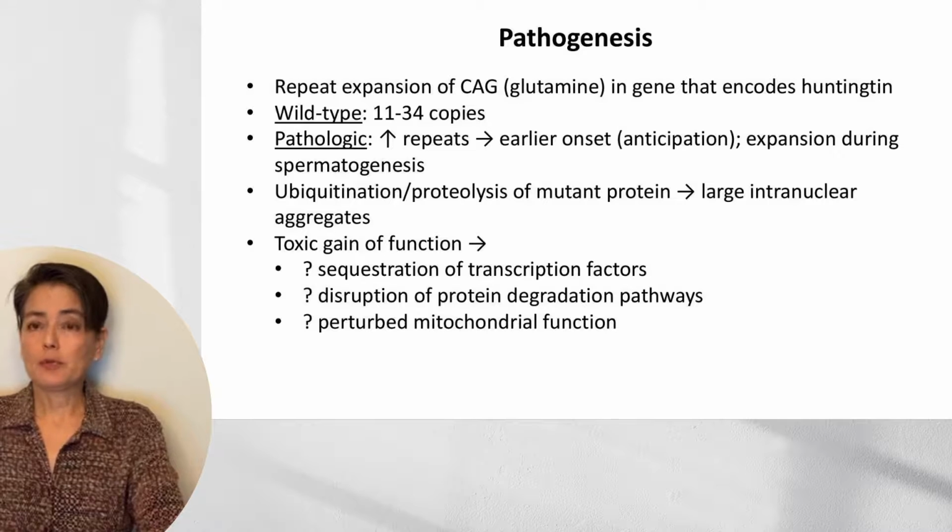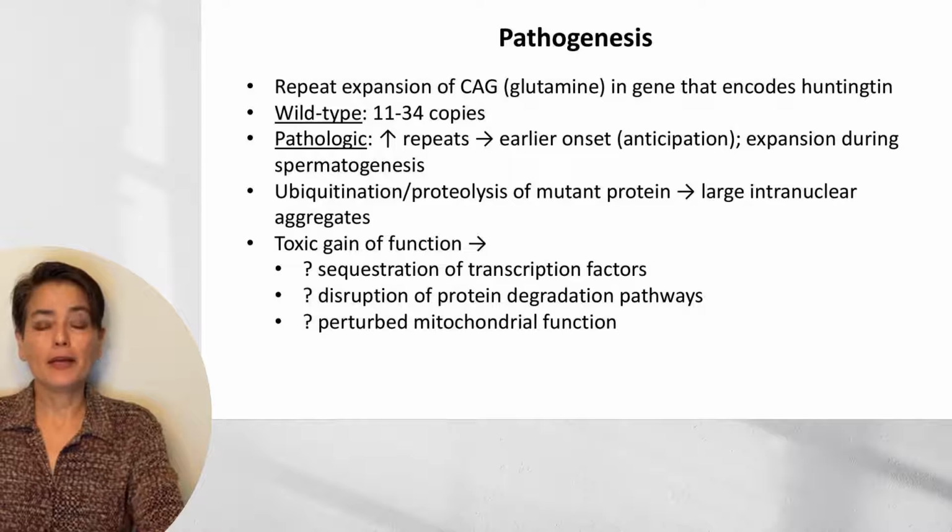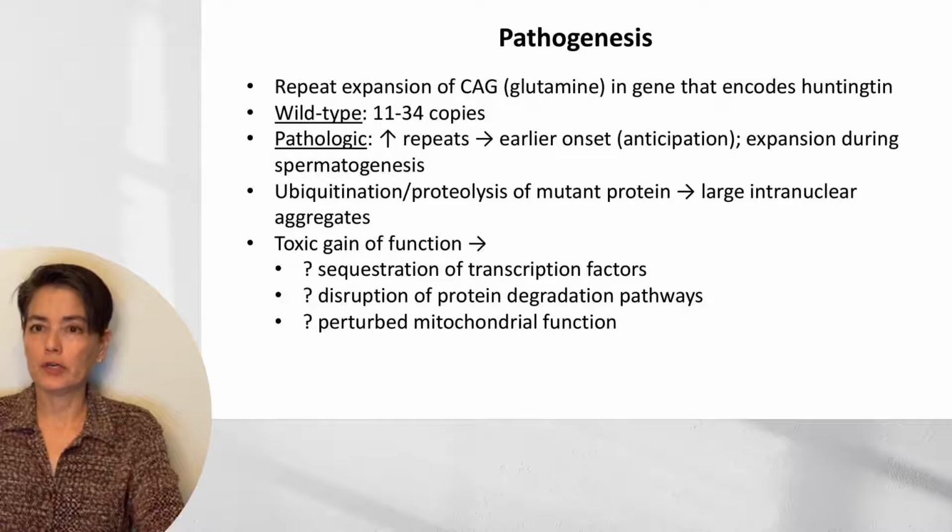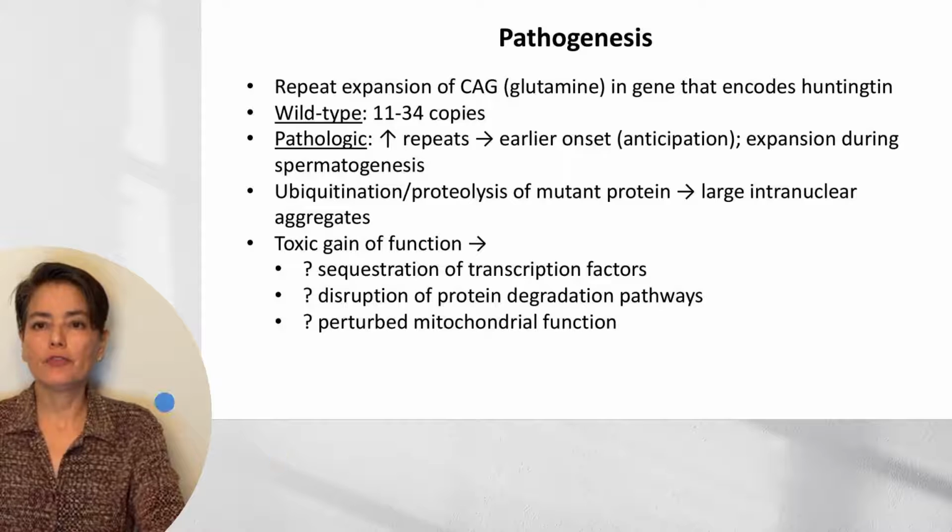Now, this is a triplet repeat expansion disease, and what we see in Huntington disease is an expansion of the CAG repeat, which encodes glutamine, in the gene that encodes Huntingtin. This protein, Huntingtin, has an unknown function. We know that in wild-type individuals there are 11 to 34 copies of this repeat, whereas we get pathology with increasing numbers. And as those numbers increase even further, we'll get earlier and earlier onset. This is referred to as anticipation. Expansion of these repeats occurs during spermatogenesis.